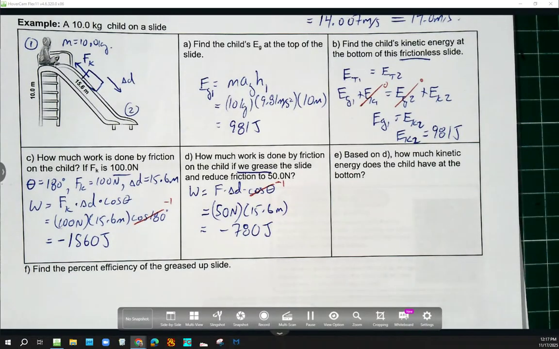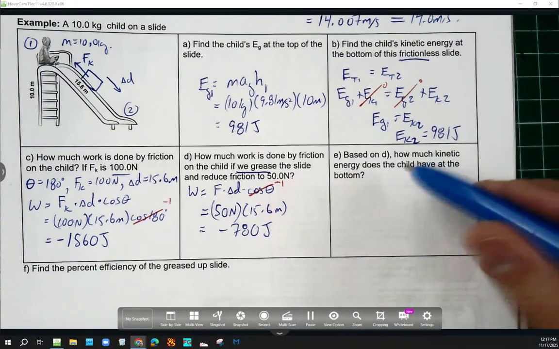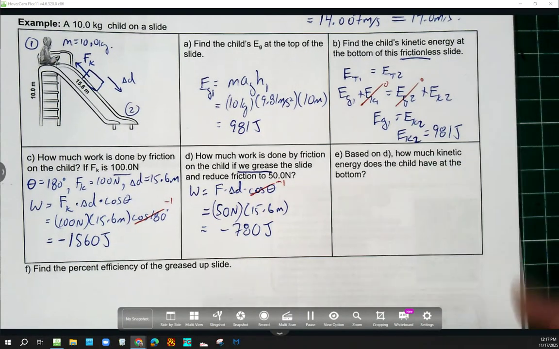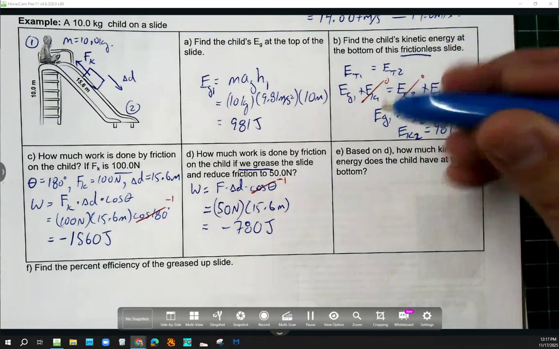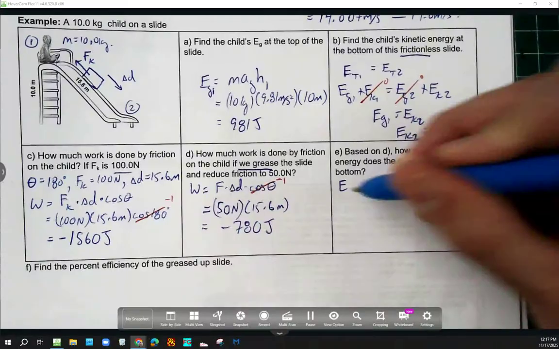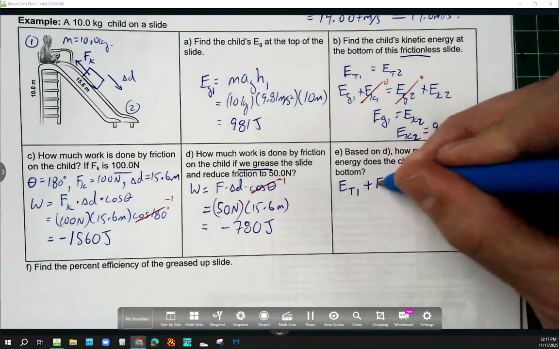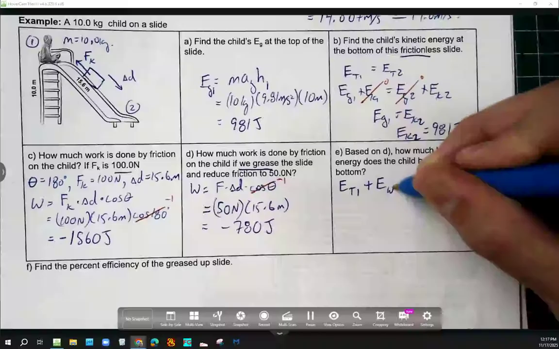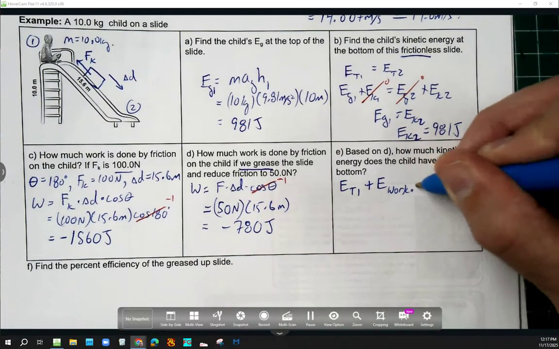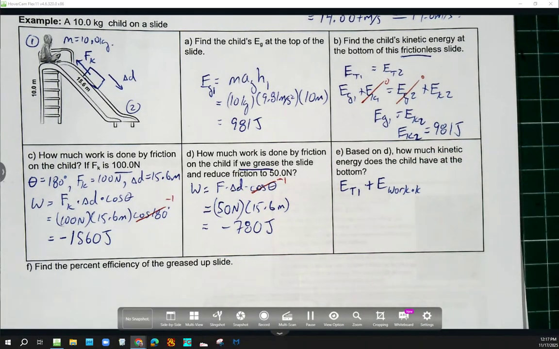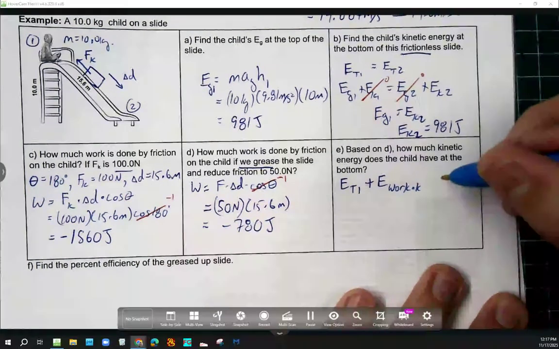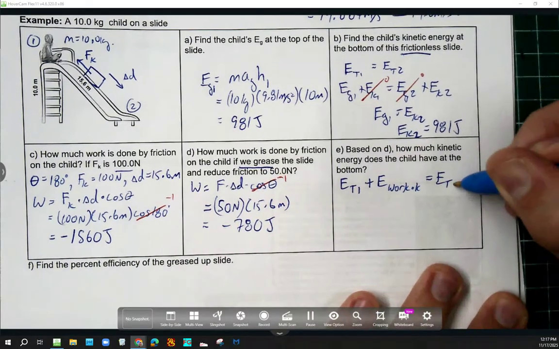Do we have enough energy in the bank now? Yeah. Okay. So then, based on D, how much kinetic energy does the kid have at the bottom? All right, well, that's not a problem. E total, 1, plus the amount of work due to kinetic friction, if we want to call it work K, which seems weird, equals the total energy at position 2.